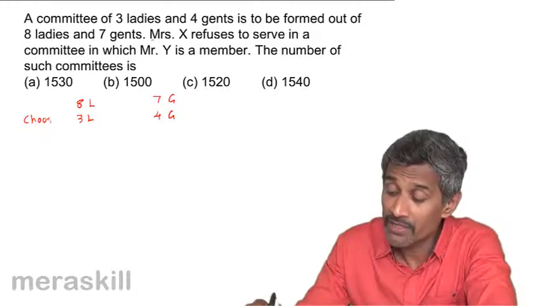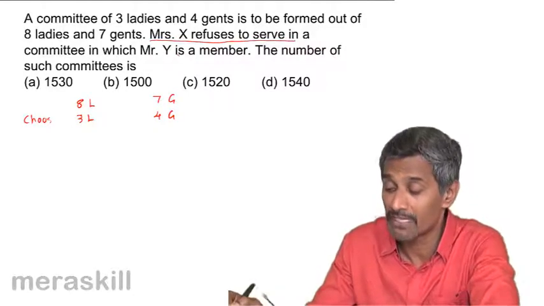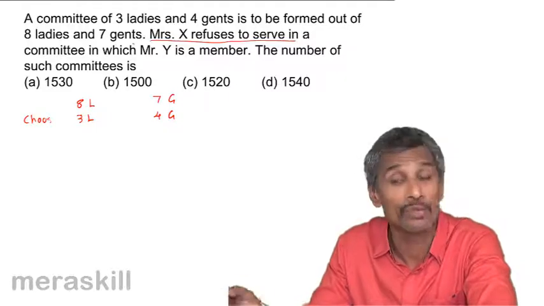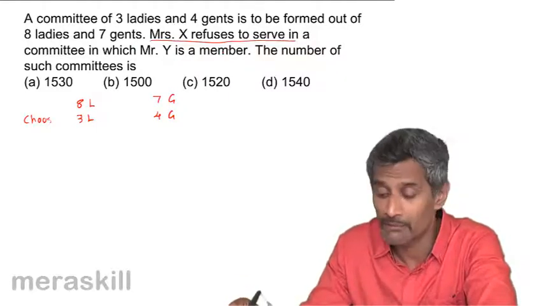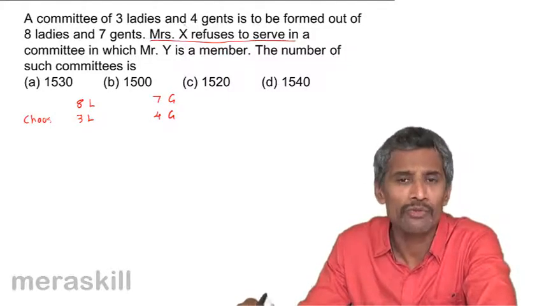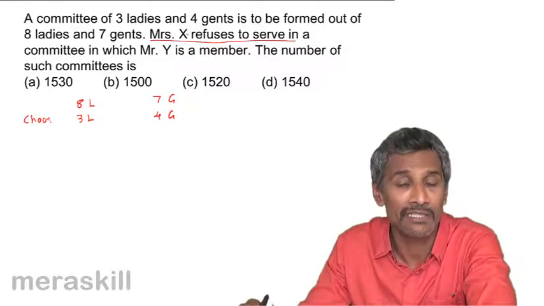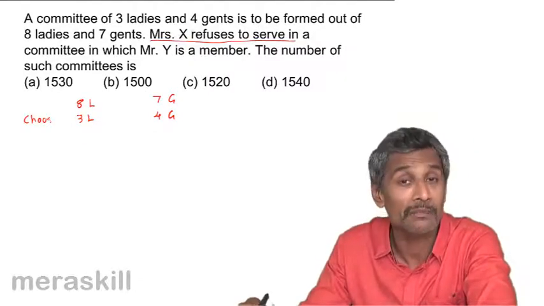But here we have a clause, Mrs. X refuses to serve in a committee in which Mr. Y is a member. So if Mr. Y is a member, Mrs. X is excluded. And if Mr. Y is not a member, Mrs. X may choose or may not choose. So as long as Mr. Y is around, X is definitely not in the committee. But if Y is not in the committee, Mrs. X may or may not.